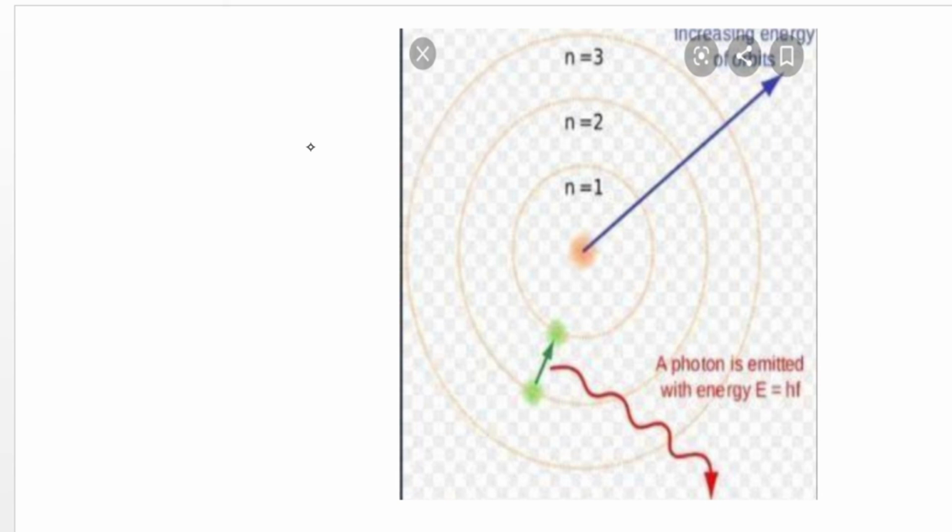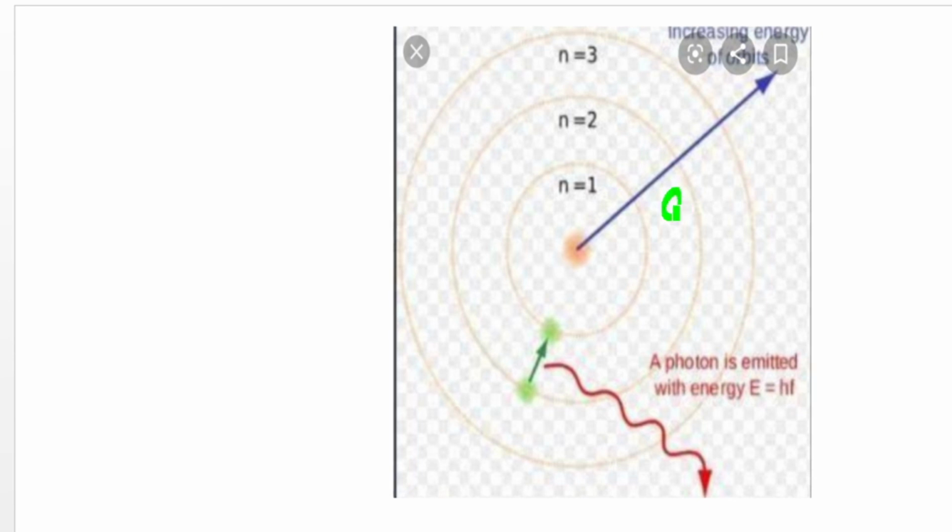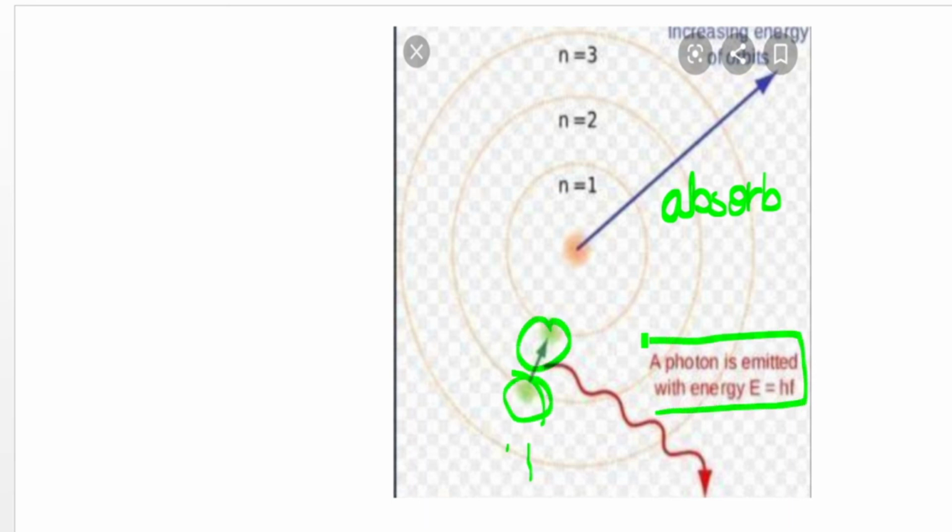So more clearly it can be explained over here. See, when the electron is jumping to the higher energy level, it will absorb energy, and when the electron comes back, because that is not the stationary ground state of the electron, it will emit energy, and this will come in the form of energy of a photon. So that's about Bohr's postulate.